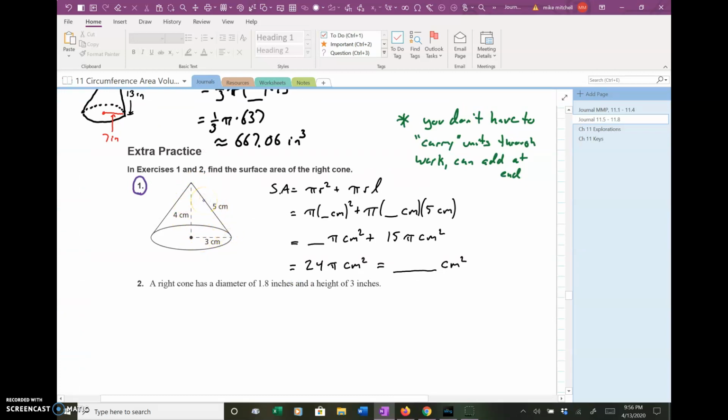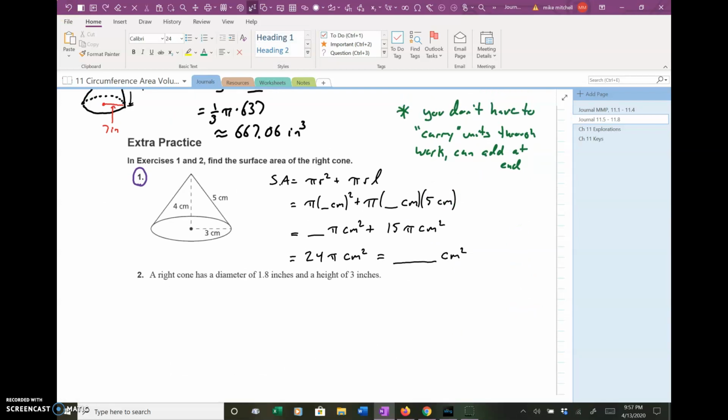Okay, surface area, this is your base area, pi r squared, that's your circle formula, plus pi rl, that's the sides. L stands for slant height. You don't have to carry the units, I put them in here. You can, don't have to, don't worry about it if you don't. Most people don't, just add it at the end. You got to know it's square units though, don't forget about that, because it's area.